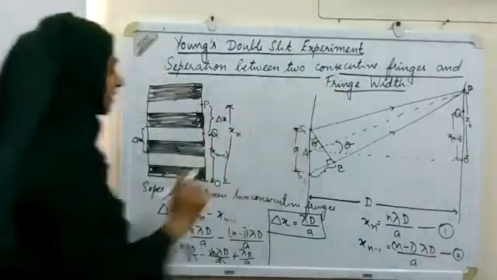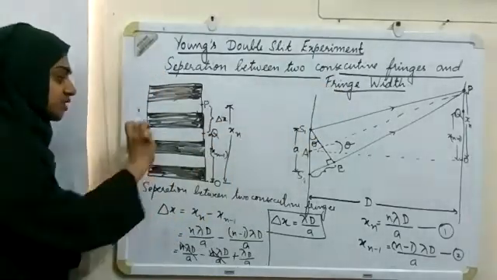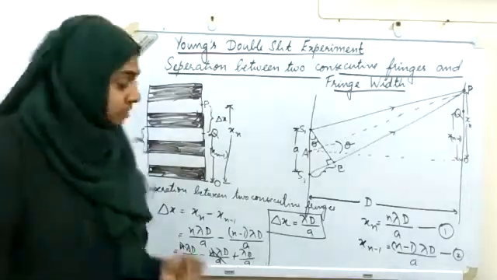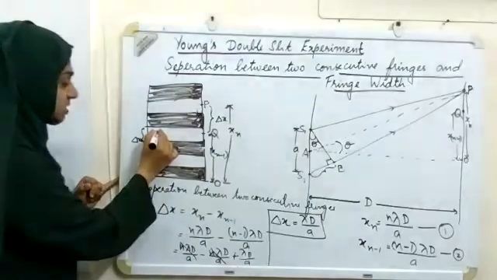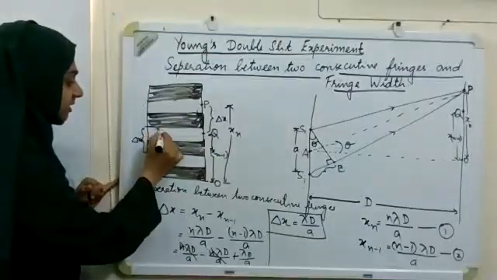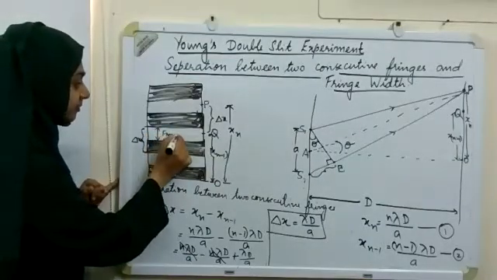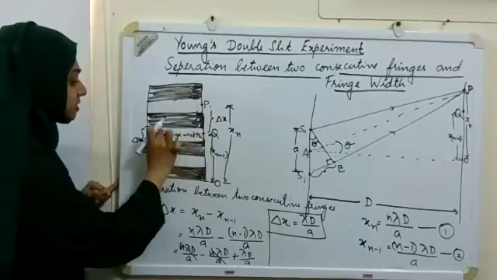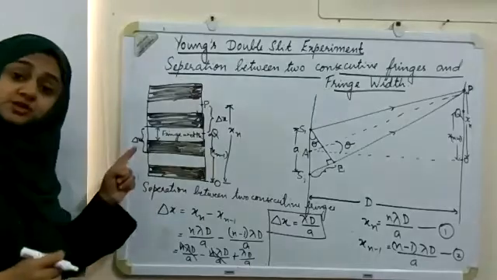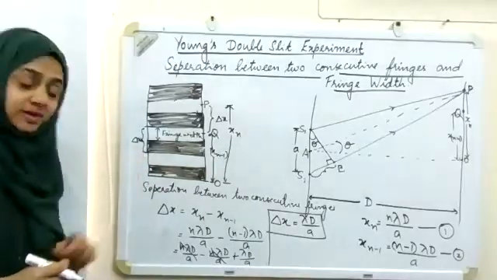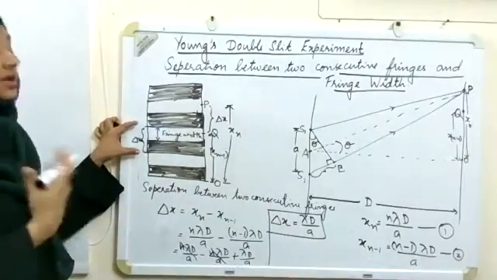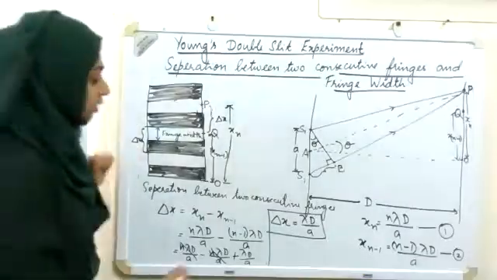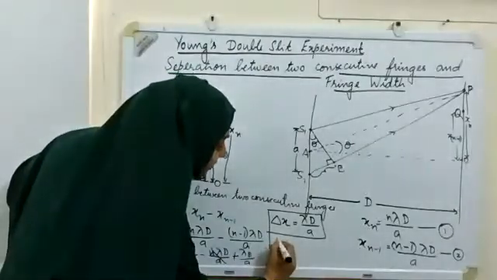Now fringe width. Fringe width refers to the width of one fringe, either bright or dark. So this distance is called fringe width. How can I find fringe width? By dividing delta x by 2. Yes, I just have to divide delta x by 2.